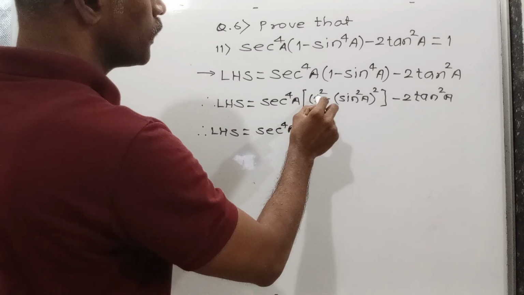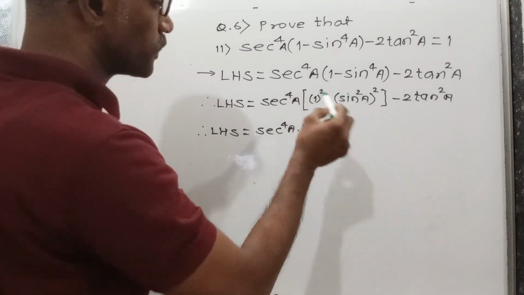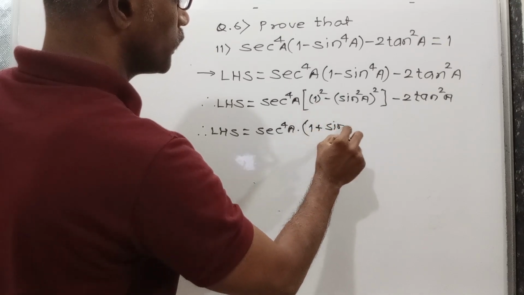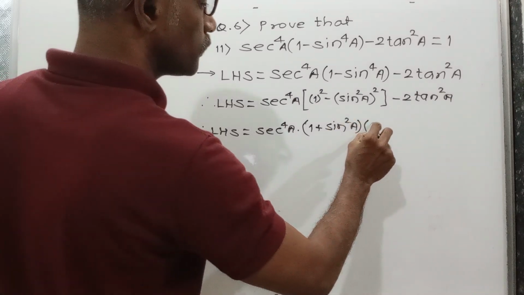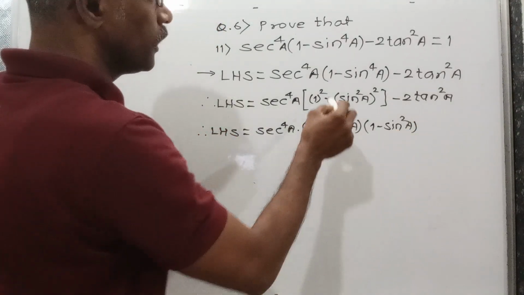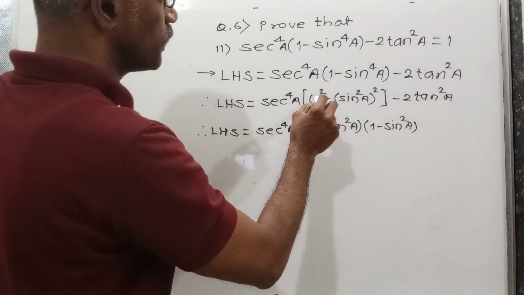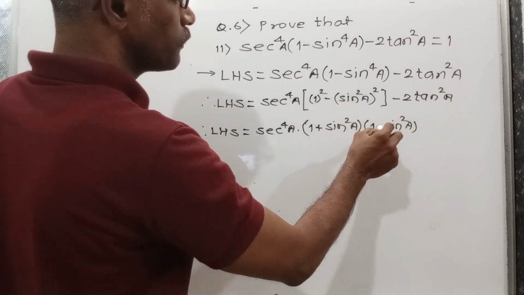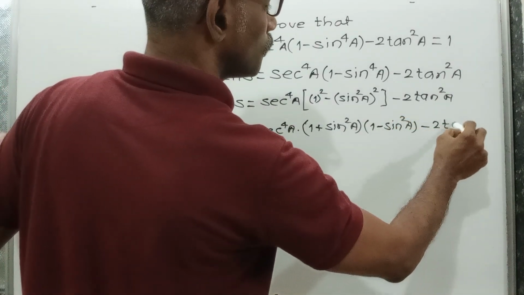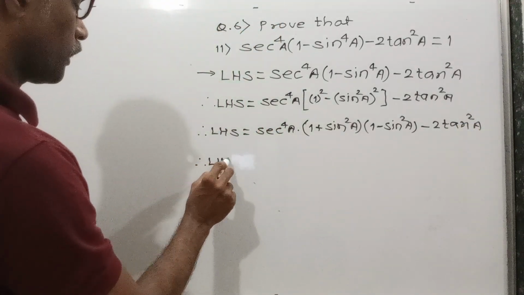Now, very important example. See here carefully. LHS is equal to sec^4 a, and in the bracket, a² − b² means (a + b)(a − b). So we write here first 1 + sin² a and second bracket 1 − sin² a. We apply the identity a² − b² = (a + b)(a − b), so here (1 + sin² a)(1 − sin² a), minus the original 2 tan² a. Now see this carefully.